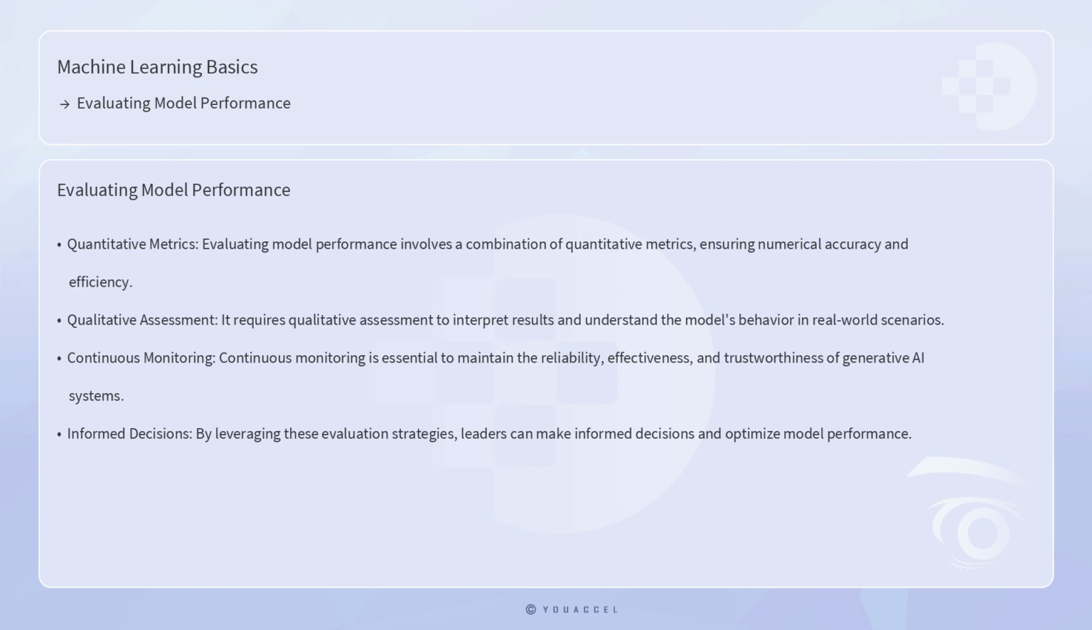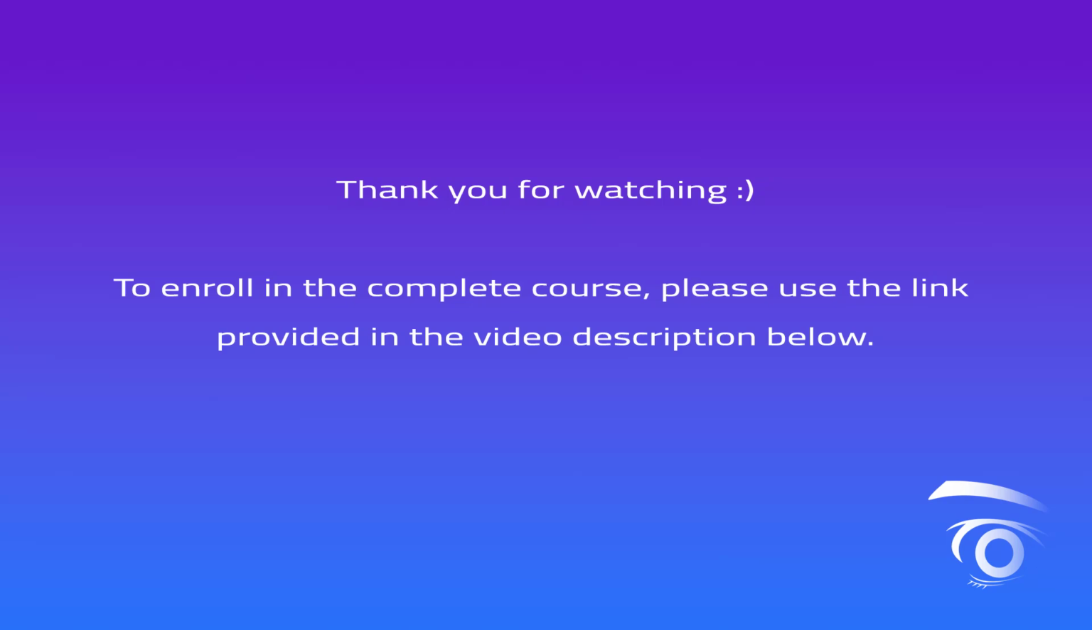In conclusion, evaluating model performance is a multifaceted process that requires a combination of quantitative metrics, qualitative assessment, cross-validation techniques, and continuous monitoring. Understanding these evaluation methods is crucial for modern leaders to ensure the reliability, effectiveness, and trustworthiness of generative AI systems. By leveraging these evaluation strategies, leaders can make informed decisions, optimize model performance, and drive the successful deployment of AI solutions. This concludes the lesson.